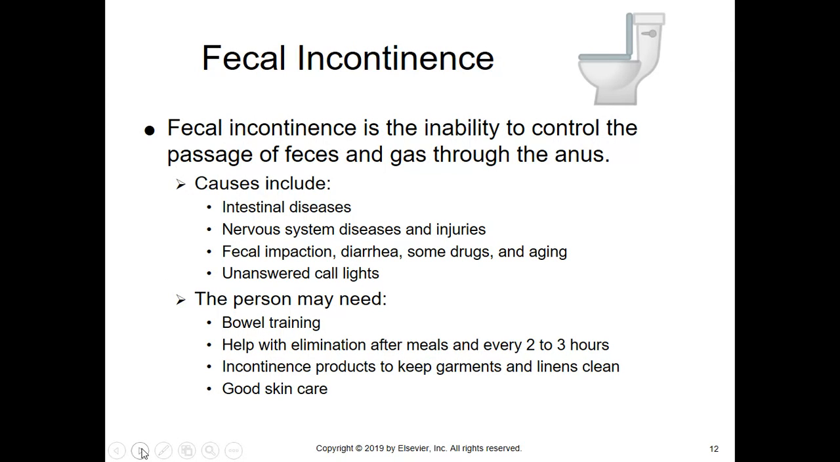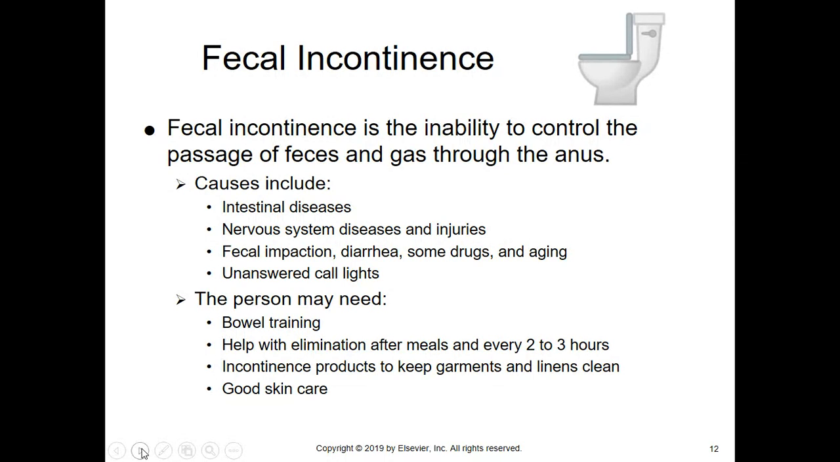Okay. Fecal incontinence. So just like urine incontinence, people can be fecal incontinent, meaning they have bowel movements and they can't control their bowels, so they just pass it and they're incontinent of feces. So they're having bowel movements in bed. They might be having bowel movements in their clothes. They don't have control of their bowel. They cannot tell you when they need to go. And if they do, they are not able to get to the bathroom in time. Okay. So it's the inability to control the passage of feces or gas through the anus.